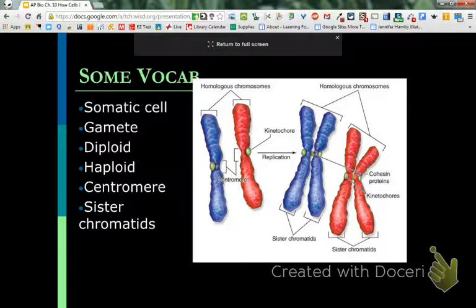The centromere, again, is that part right here in the middle. This is what is going to connect to those spindle fibers. So the centromere is the middle. The kinetochore is actually the part that connects to the spindle fiber. So the centromere is a little pinch in the middle. Each of these, so this would be like your daddy chromosome.